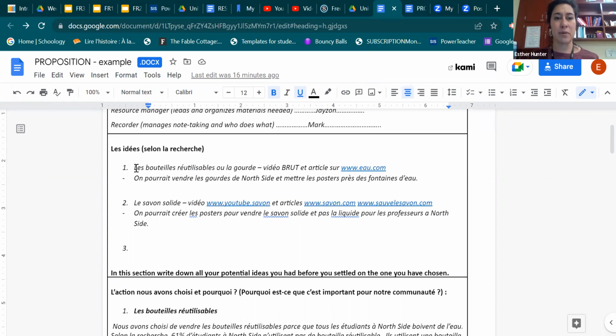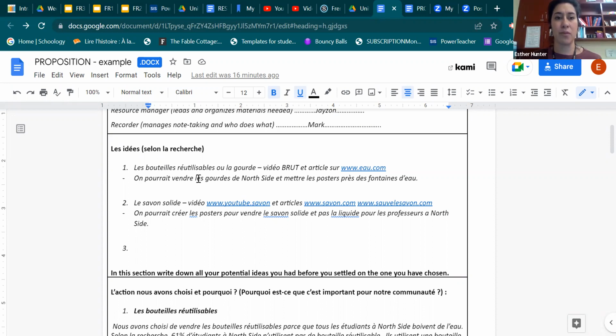Okay, so in the example, you have 2 things that this group were looking at. Maybe there's 3 or 4 things that you're looking at, but maybe there were just 2 general ideas that you had. So they had an idea of using something that they felt interested in, reusable bottles, like a water bottle, or solid soap. So those are two quite different ideas. Here you have the ideas that you have in French, en français, bien sûr, with the list of the different articles, videos, things that you read around that. And then a couple of ideas that you had.